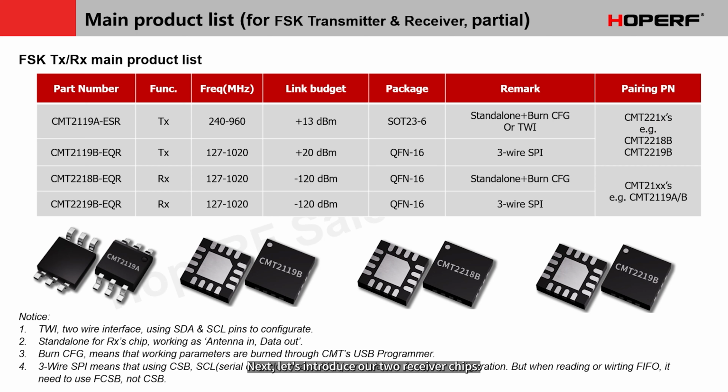Next, let's introduce our 2 receiver chips, CMT2218B and CMT2219B. Both of these chips use the same package, QFN16, with a small size of 3 mm*3 mm. They have the same frequency range, 127 MHz to 1020 MHz. The receiving sensitivity is -120 dBm for both. The difference lies in this: CMT2218B only supports the standalone working mode with parameter burning, while CMT2219B only supports the working mode configured via 3-wire SPI interface.